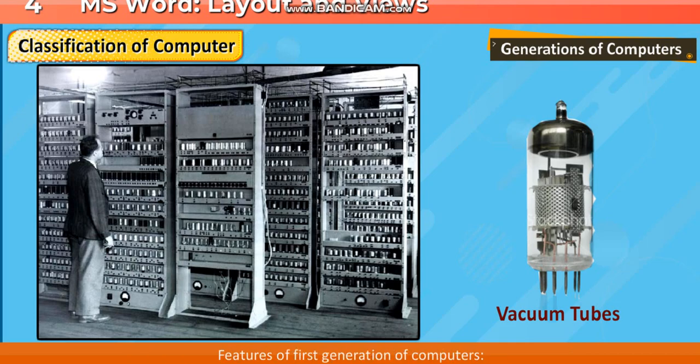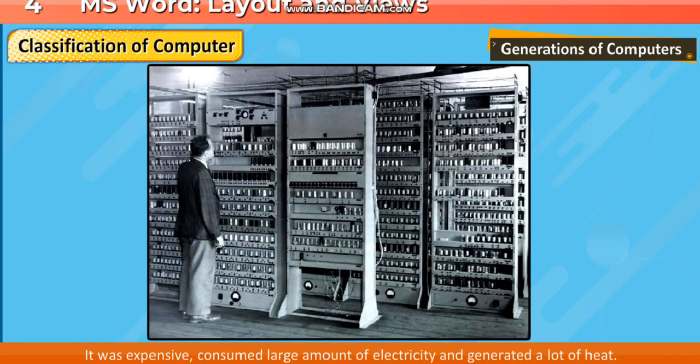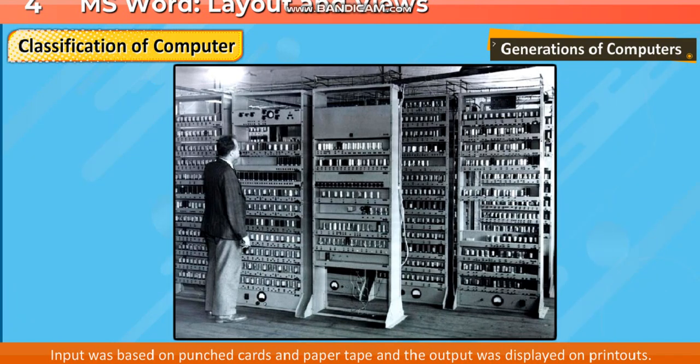Features of first generation of computers. The first generation computers used vacuum tubes. They were expensive, consumed a large amount of electricity, and generated a lot of heat. These computers used magnetic drums for memory and relied on machine language to perform operations. Input was based on punched cards and paper tape, and the output was displayed on printouts.